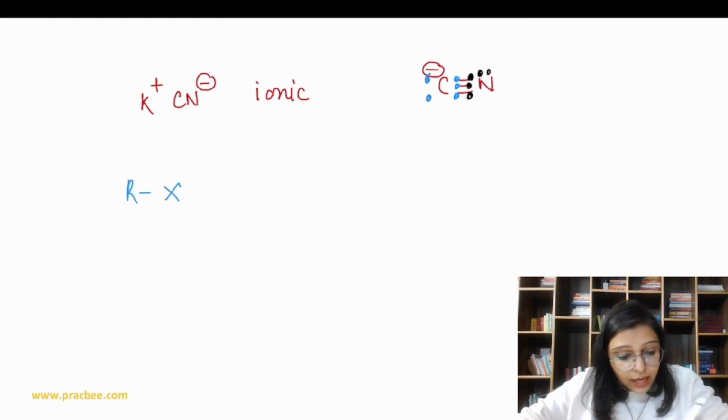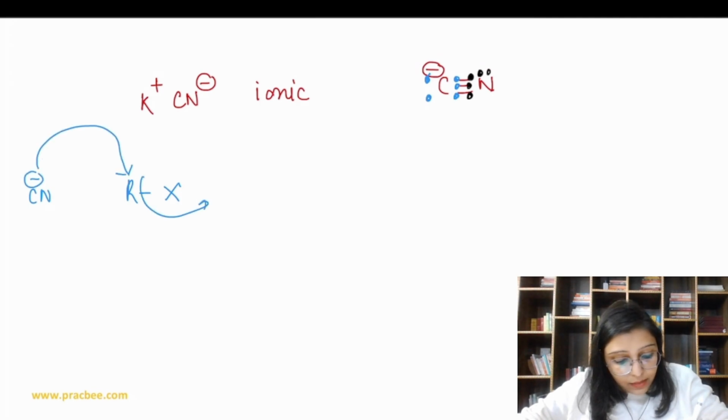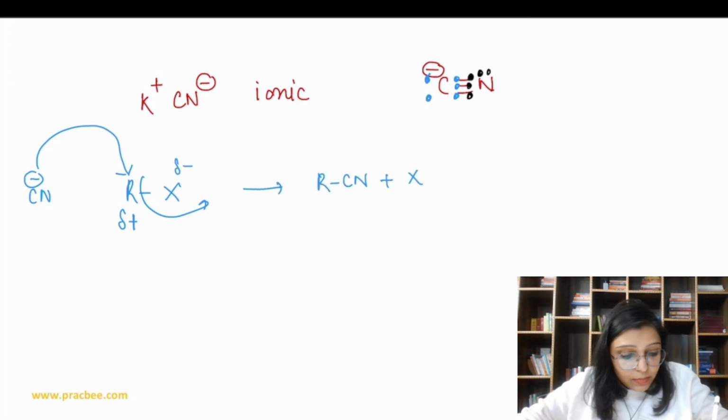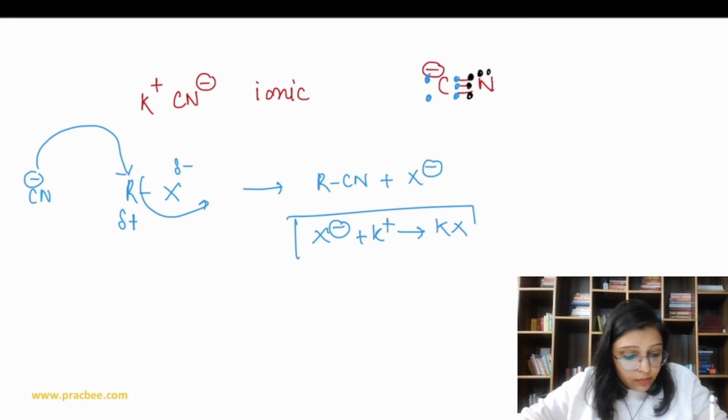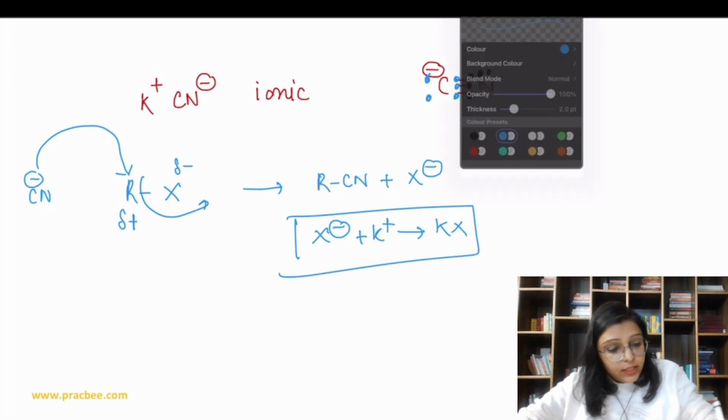So it means carbon has the negative charge. If we have RX, the CN minus attacks: carbon attacks R and X leaves, because in the alkyl group we have a positive charge and carbon is less electronegative than halogen. So we get RCN, and X minus leaves. Now X minus forms a bond with K plus to form KX. Very good.